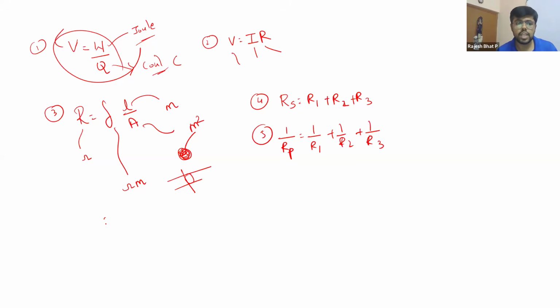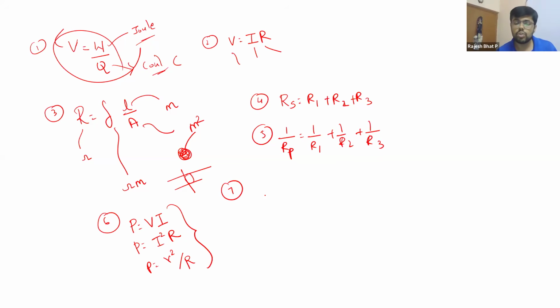The next one, the sixth equation that you should know from this chapter, is your power equation. What is power? Power is equal to VI. You should know all the three equations. Power is equal to I square R. Power is equal to V square by R. These three are the equations of power, which can be asked for a 1 mark question also.